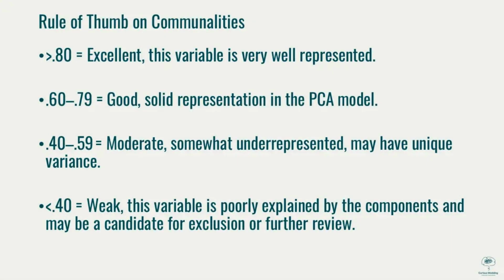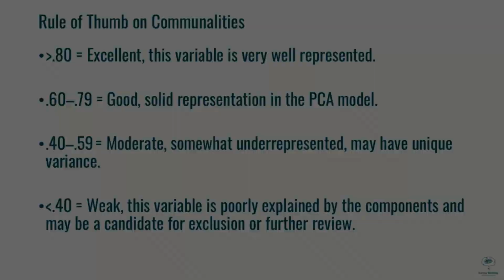In this particular portion of this series on PCA, we're going to look at the communalities table. The rule of thumb in communalities goes like this. Values greater than 0.80 are considered excellent, noting that this variable is very well represented. Values between 0.60 and up to 0.79 are considered good, a solid representation in the PCA model. Values between 0.40 and 0.59 are considered moderate, meaning the variable is somewhat underrepresented and may have unique variance. Finally, values below 0.40 are considered weak. We can say this variable is poorly explained by the components and may be a candidate for exclusion or further review.